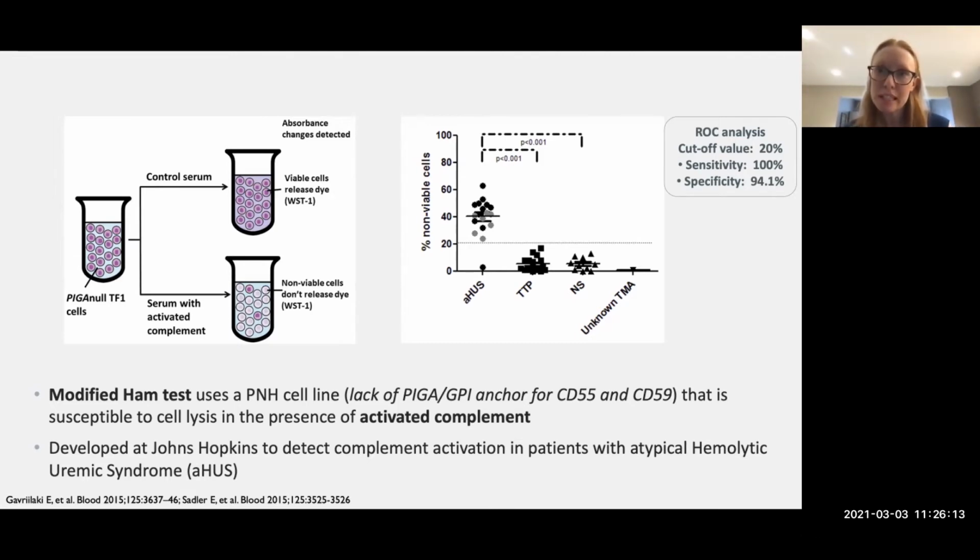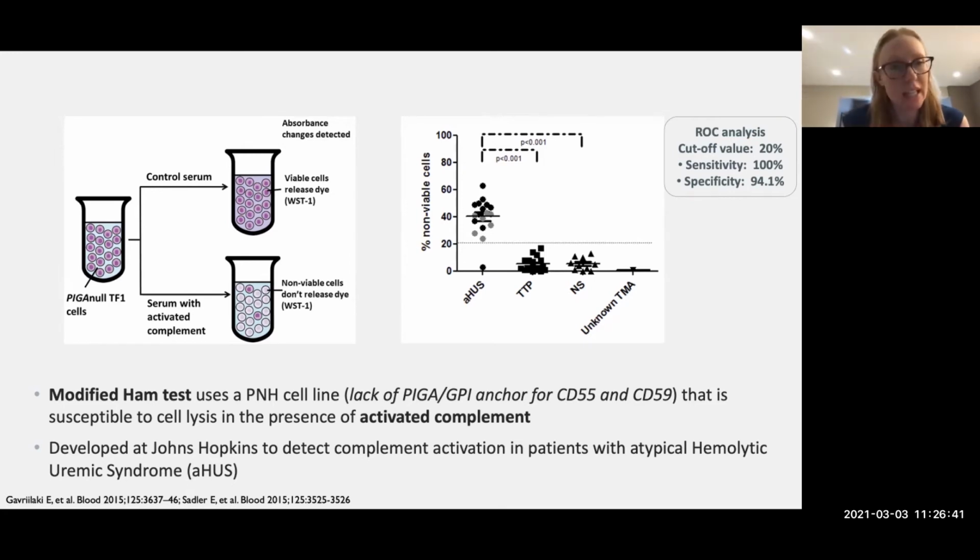And this was really developed to help differentiate the challenging case of TTP versus atypical HUS, with details of this here on the right. A certain cutoff of 20% was used to differentiate that atypical HUS versus TTP or healthy control group.